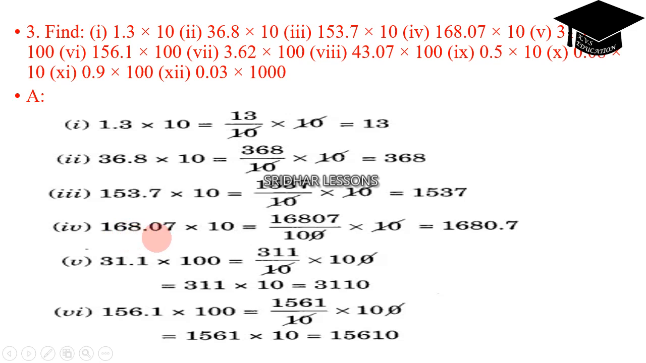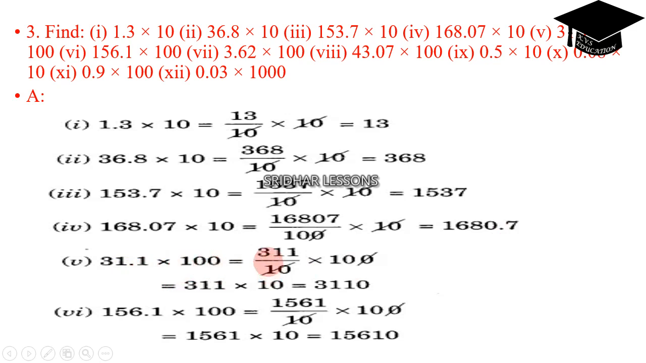And 168.07 into 10, we can write this as 16,807 by 100 into 10. Okay, 0 and 0 here cancel. So here we have 1680.7. Next, 31.1 into 100.